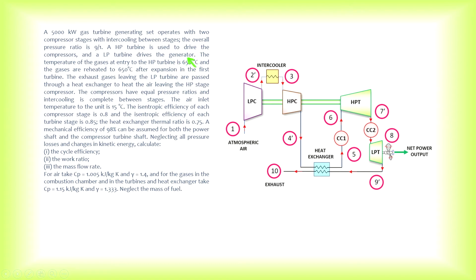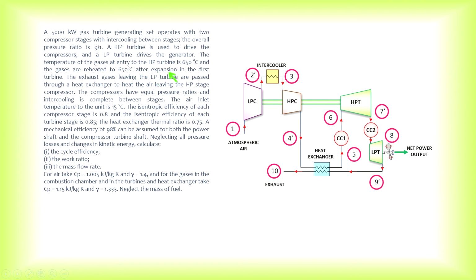So plus 273, it will be 923 Kelvin. So that is state point 6. And the gases are reheated to 650. That is state point 8. Okay, where it is reheated to 650, which is again 923 Kelvin.